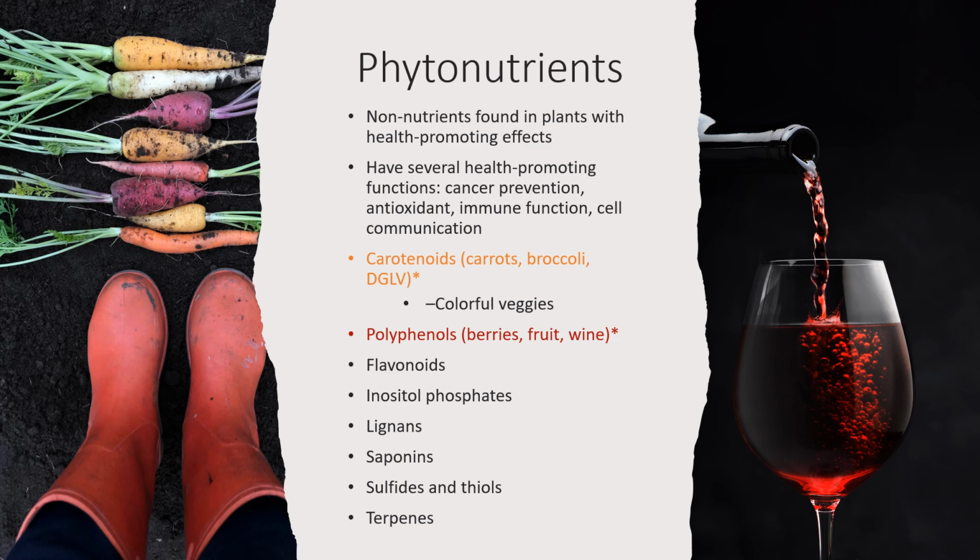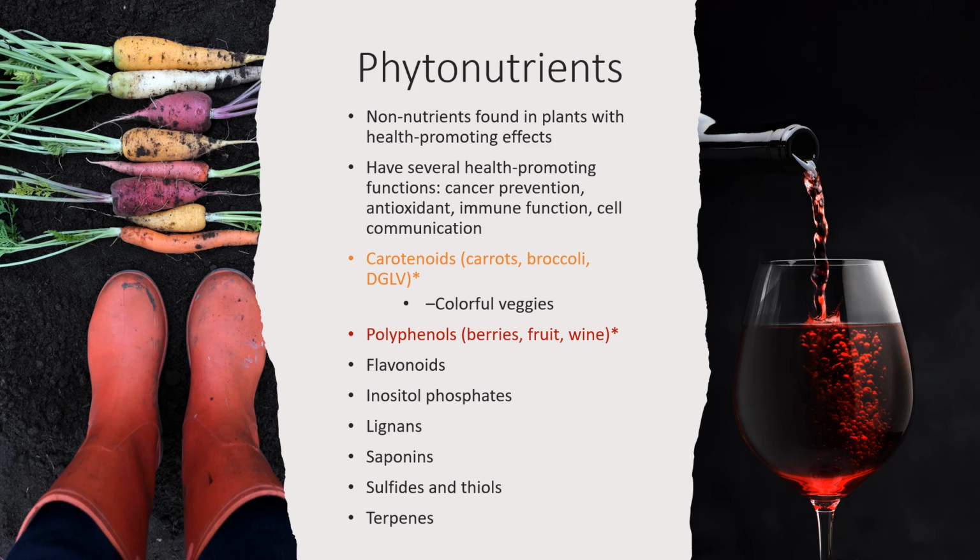Now that we talked a little bit about micronutrients and macronutrients, I want to bring up an interesting subcategory called phytonutrients. So our phytonutrients are non-nutrients, interesting play on words there, that are found in plants with health-promoting effects. So these health-promoting effects can include cancer prevention, they're antioxidants, they could improve immune function, they could work to help improve cell communication, and some examples of these are going to be our carotenoids, which are found in, say, carrots and broccoli, so our colorful vegetables.